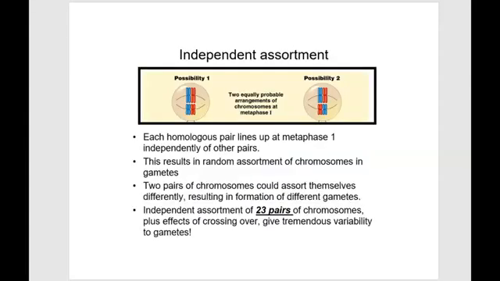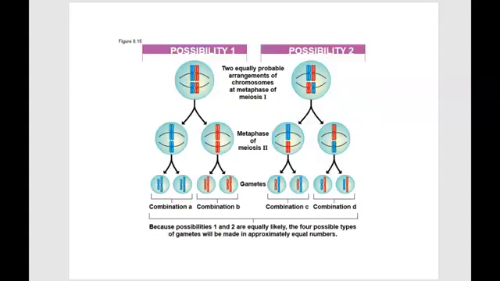So again, here are two ways that the chromosomes could line up. We call it independent assortment because what chromosome pair 1 does is independent of what chromosome pair 2 does. Because we have 23 pairs of chromosomes, there are more than 8 million possible ways that the gametes can turn out because of independent assortment. Here you can see that in our little demonstration cell, just because of independent assortment, 4 different types of gametes can be formed.